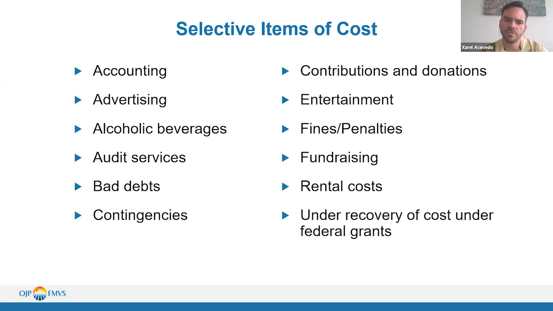Next one says audit services. Okay, remember that DOJ requires that if you have funding above $750,000 within your fiscal year from federal funds, you have to undergo an audit. So if you comply with that threshold and you have audit expenses, there are some that you could charge to the program. Okay. Bad debts. That's 100% never. No.